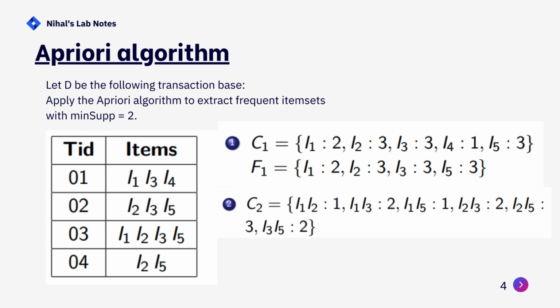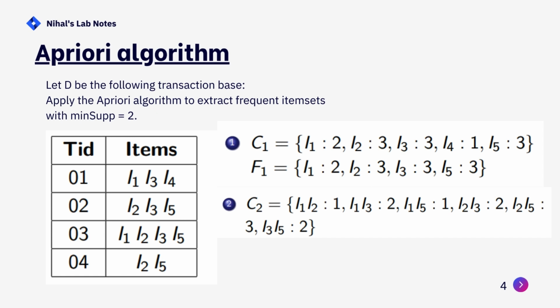As you see here, C2 contains all the item sets that we can extract from F1. Why from F1, not C1? You know the downward closure and the Apriori property. We have already seen it in the previous video.